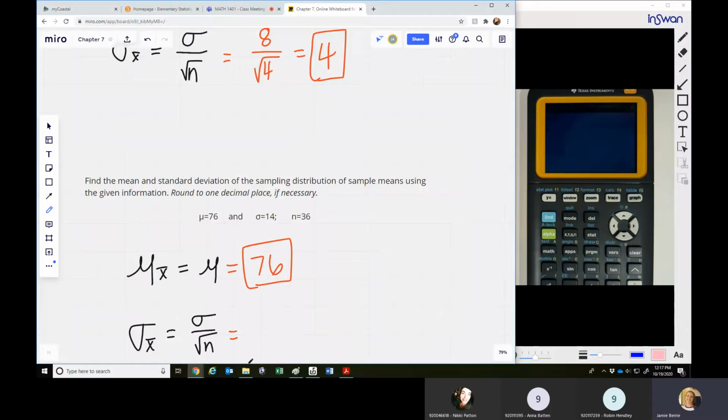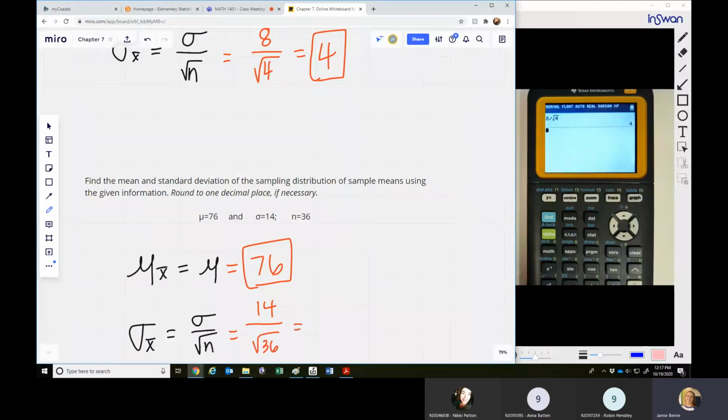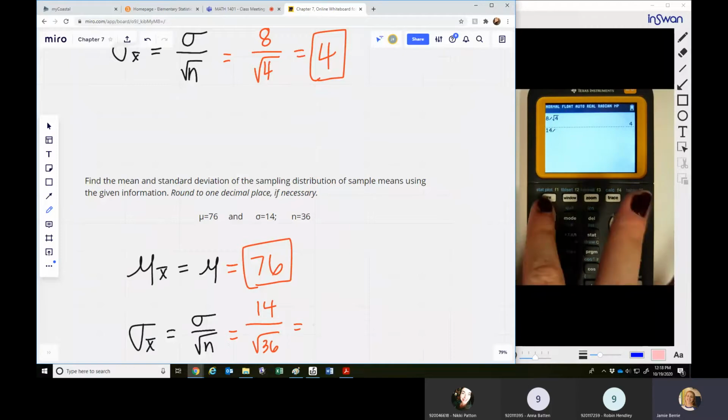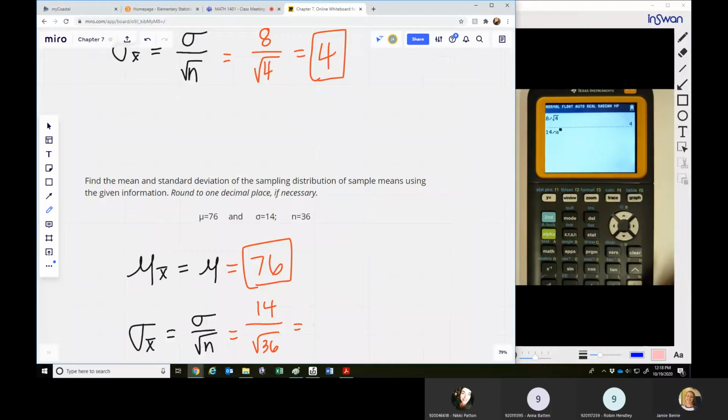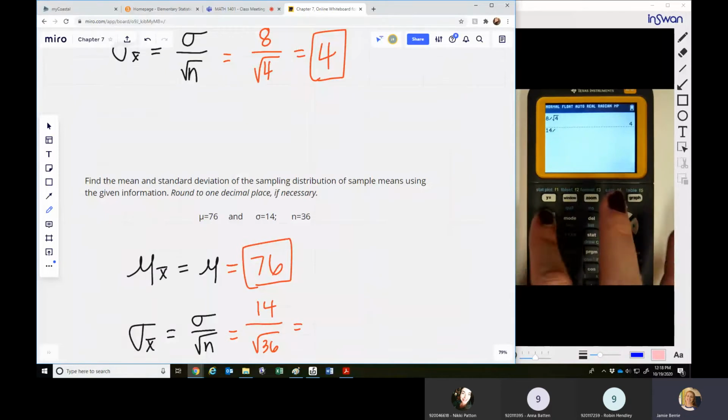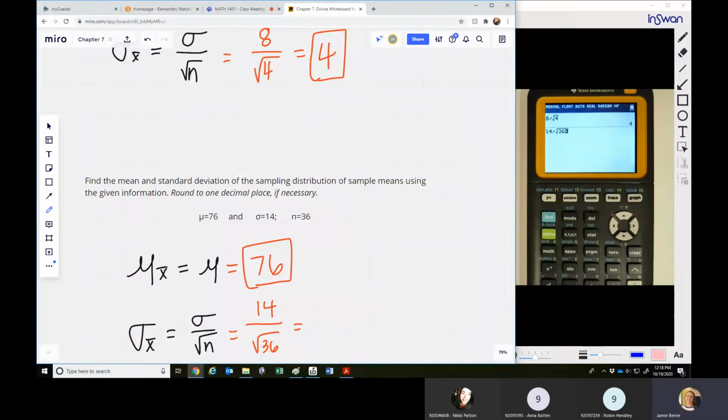Standard deviation, we do have to plug this in our calculator. So that's going to be 14 divided by the square root of n, so the square root of 36. All right, so 14 divided by the square root of 36. Round to 1 decimal place, so that will be 2.3. Okay, so super easy.